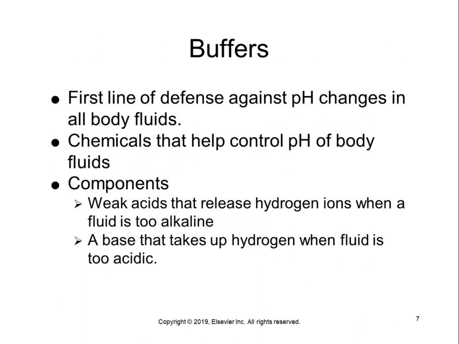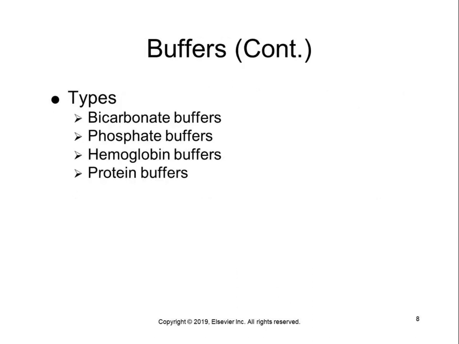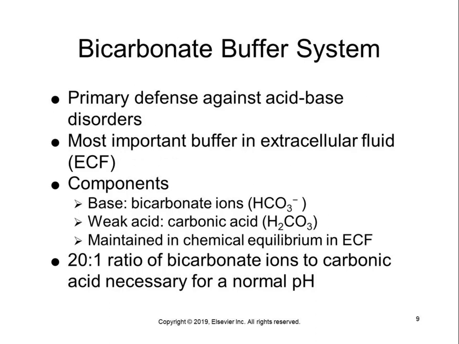Buffers are the first line of defense against pH changes in all body fluids, chemicals that help to control the pH of body fluids. Components: weak acids that release hydrogen ions when a fluid is too alkaline, and bases that take up hydrogens when a fluid is too acid. Types of buffers: bicarbonate, phosphates, hemoglobin, and proteins. This is the primary defense mechanism against acid and base disorders.